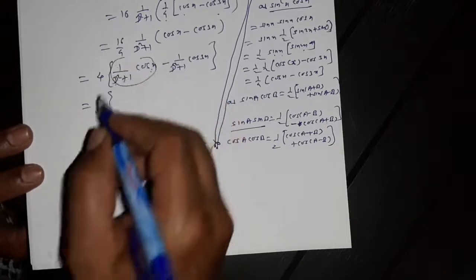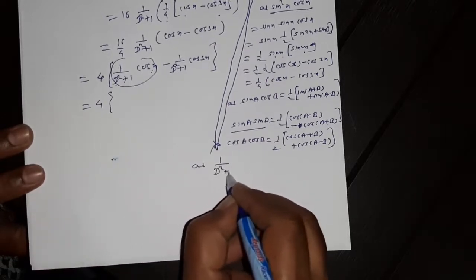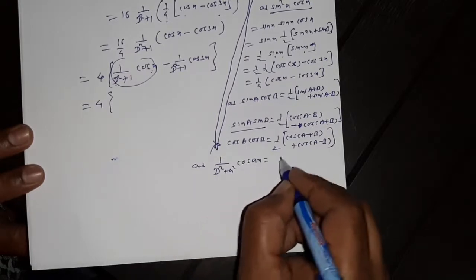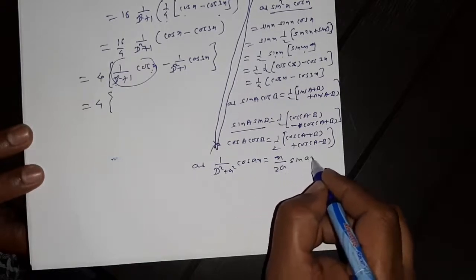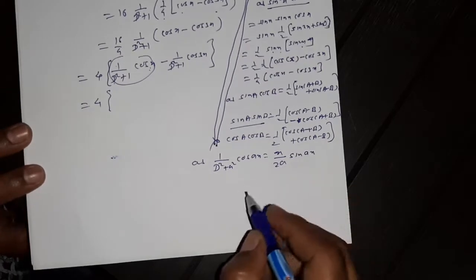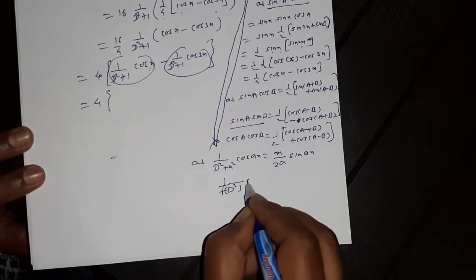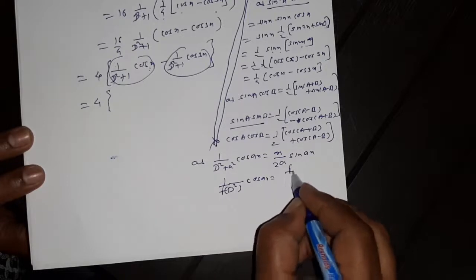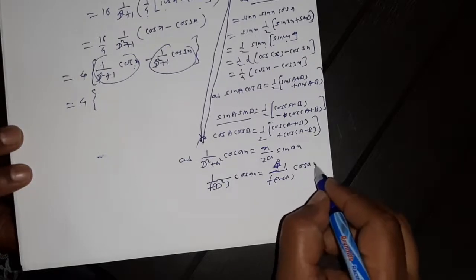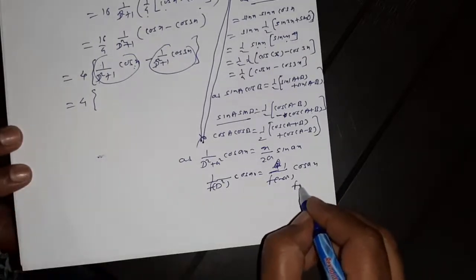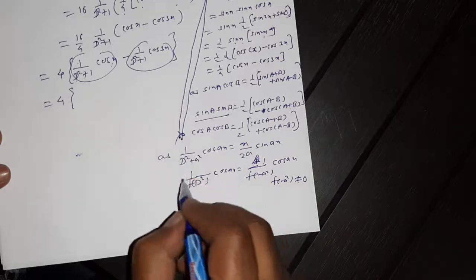So for this factor, apply rule. What is the rule? 1 by D square plus a square cos ax is x by 2a sin ax. And for this factor, apply rule 1 by f of D square cos ax is 1 by f of minus a square cos ax. So when we use this rule, if f of minus a square is not equal to 0. If it is equal to 0, then use the first rule, 1 by D square plus a square.